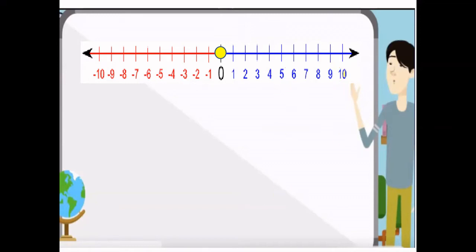On our negative side, which is the red color, the same rules apply. When you go through your right, the numbers get bigger and bigger. Negative 3 is bigger than negative 9, or you can say negative 3 is more than negative 9. Again, when you go through your right, the number gets bigger and bigger.